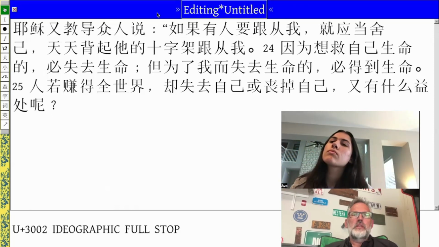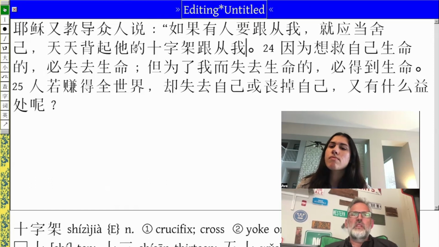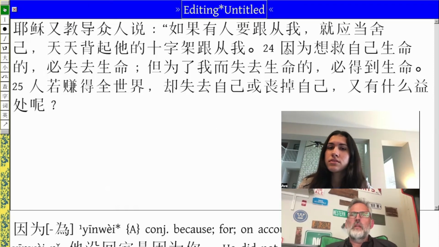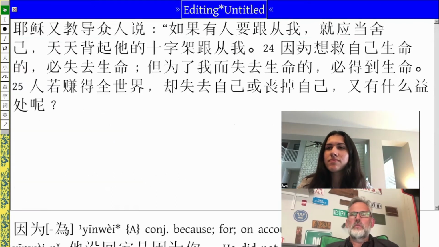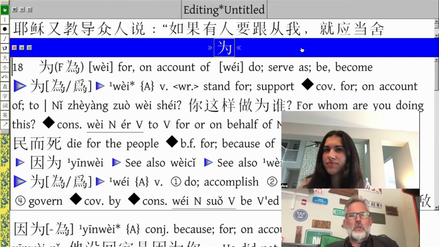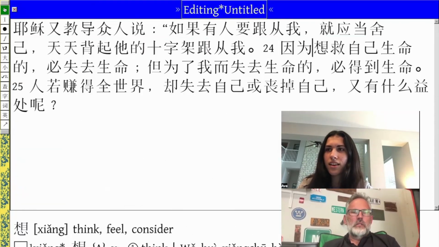设计, 天天背起他的十字架, 跟从我. And to be nailed to the cross is 钉十字架. 钉 is like nail, ding. So 耶稣被钉十字架, he was nailed to the cross. We could do some word studies on that. And the next one, 因为, because. You can see that is number 132. This is going to be a top 20. 因为想 is to think or to want.